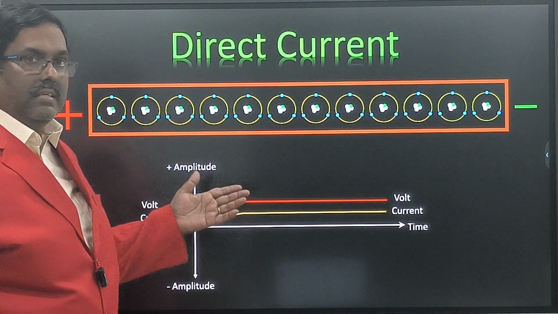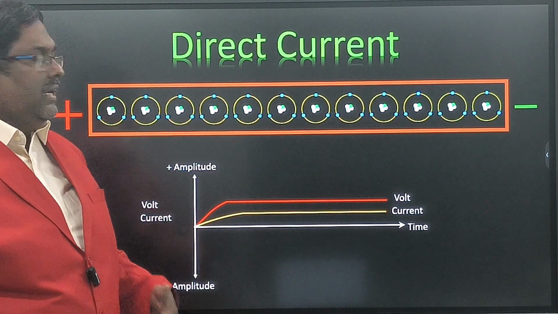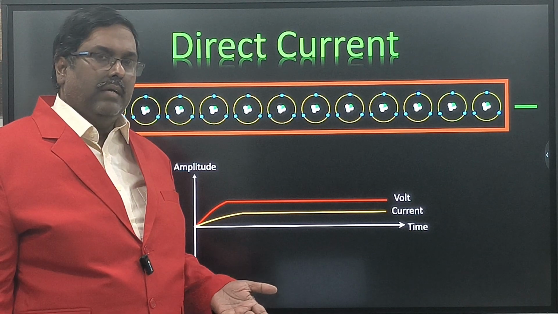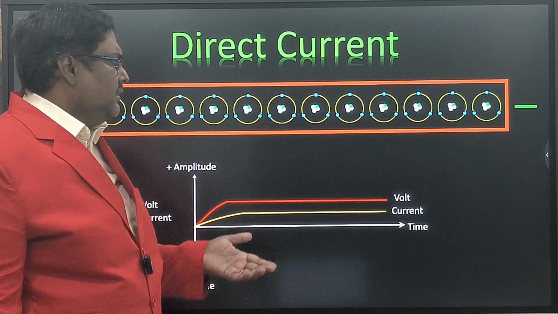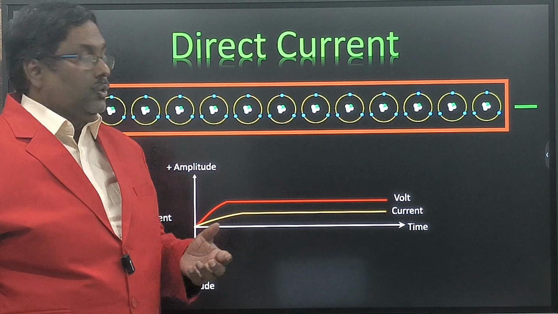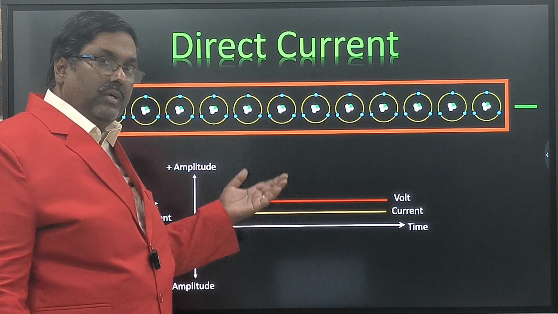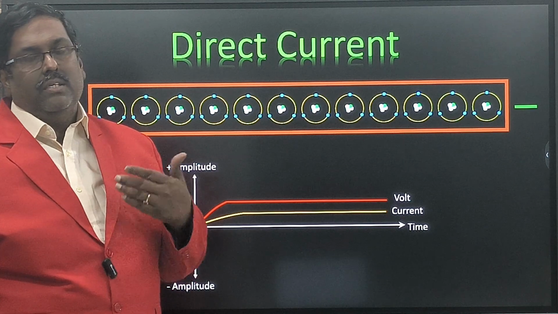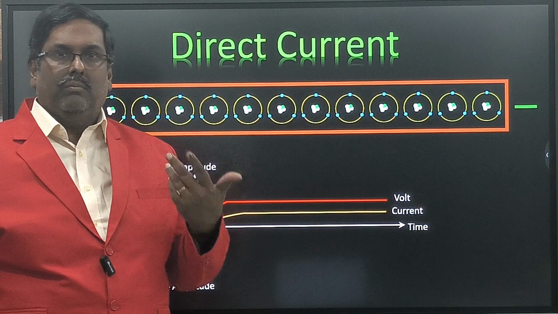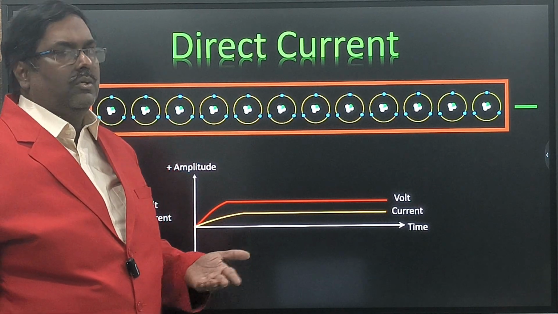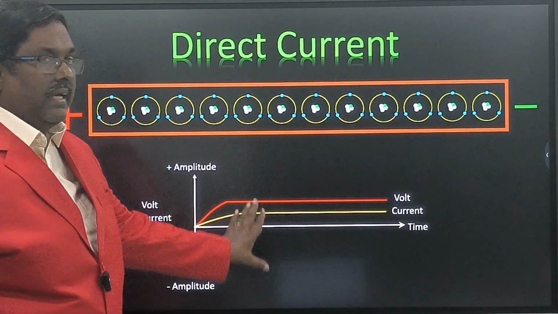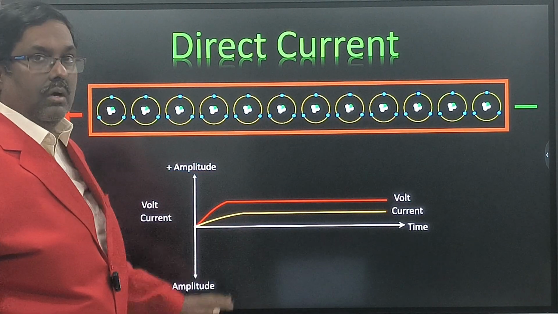Now AC is just the opposite. Its current and voltage vary periodically. We cannot use that directly in all cases. Some motors we use directly, while some electronic equipment we convert into DC and then use. Converting AC to DC is very easy, but converting DC to AC is a big task. Your supply is all AC only, so wherever you want DC, you can easily convert and use it. So this is direct current, and we already talked a lot about it.